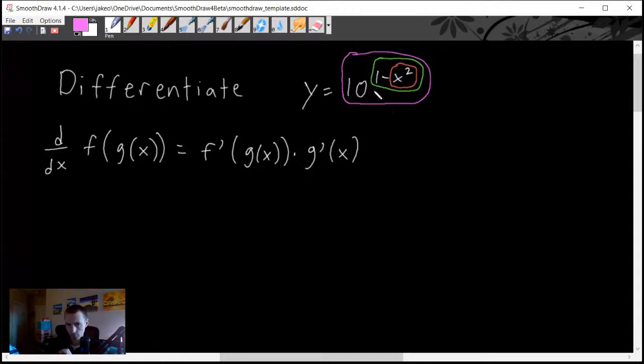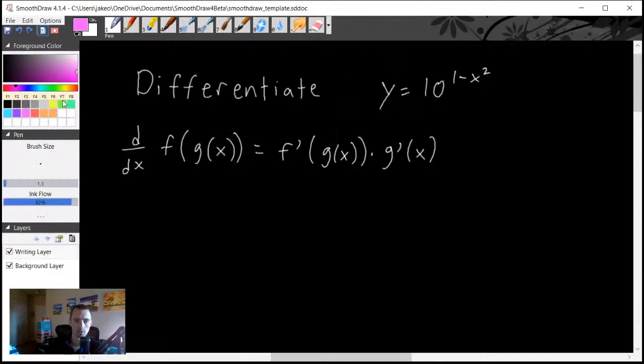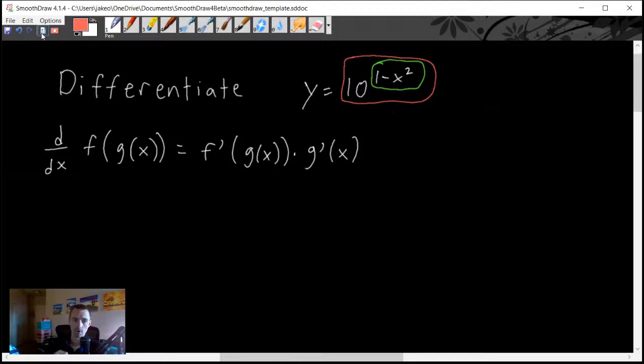However, what we can do is treat what we have in this second circle here, this green circle, as our inside function. So let's not worry about the part that has the x squared. Let's just think about the whole power. If we treat this whole power as our inside function, then we could treat the rest, the fact that we have 10 raised up to that power, as our outside function. So let's think about how that would apply to the chain rule.